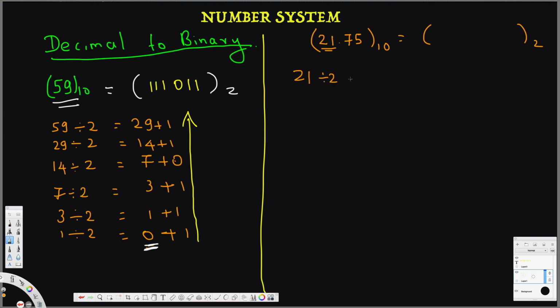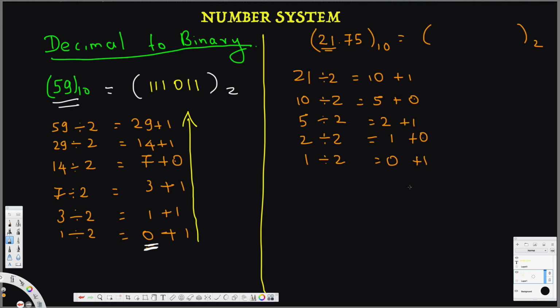Divide this one by 2, and we will get 10 and a remainder of 1, and then 10 divided by 2, we will get 5 and a remainder of 0, and then 5 divided by 2, we will get 2 and a remainder of 1, and 2 divided by 2, we will get 1 and a remainder of 0, and 1 divided by 2, we will get 0 and a remainder of 1. Once we get 0 right here, we stop there and go from bottom to top. That is 10101. That's going to be the part before the fraction point.